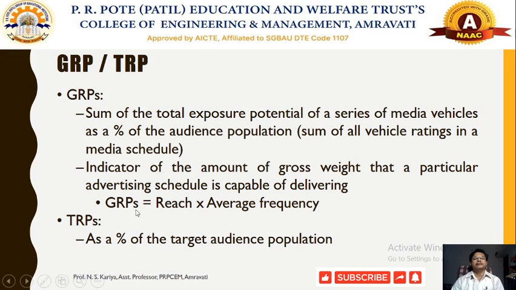Now how to calculate the GRP? GRP is calculated as reach, meaning the media reach, multiplied by average frequency. So what will be the total media reach that should be obtained, multiplied by the average frequency. How frequently the potential group of customers are exposed to that particular media, that is called average frequency.